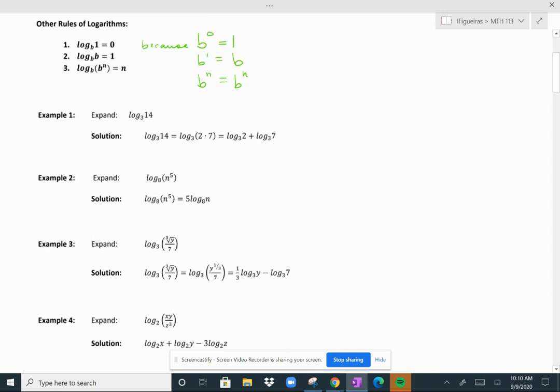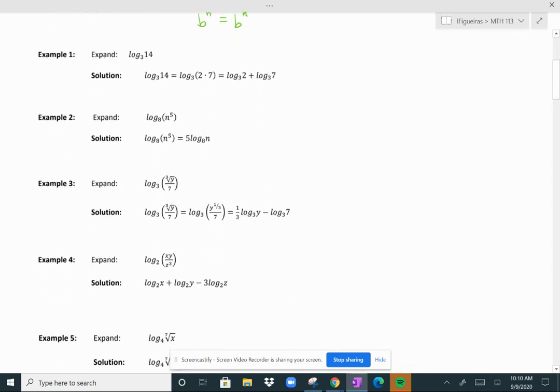Okay, so let's move on. This is another example of where we're going to be using more than one law. In fact, we're going to use all three of them. I have a product on top. I have a quotient over all, and the denominator has an exponent. So you're going to use product law, quotient law, and the power law.